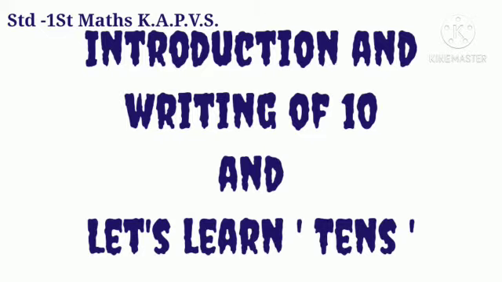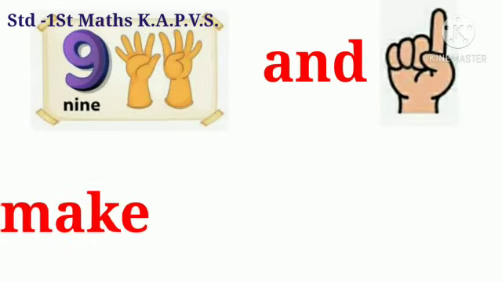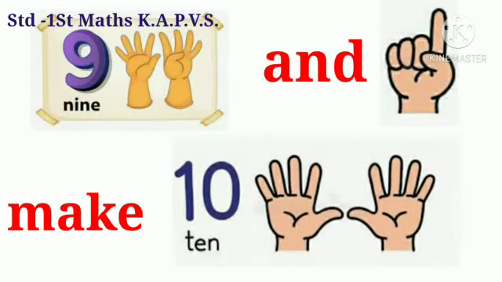38 and 39. 9 and 1 make 10. 9 plus 1 is equal to 10. To understand this concept easily, let's look at some examples.